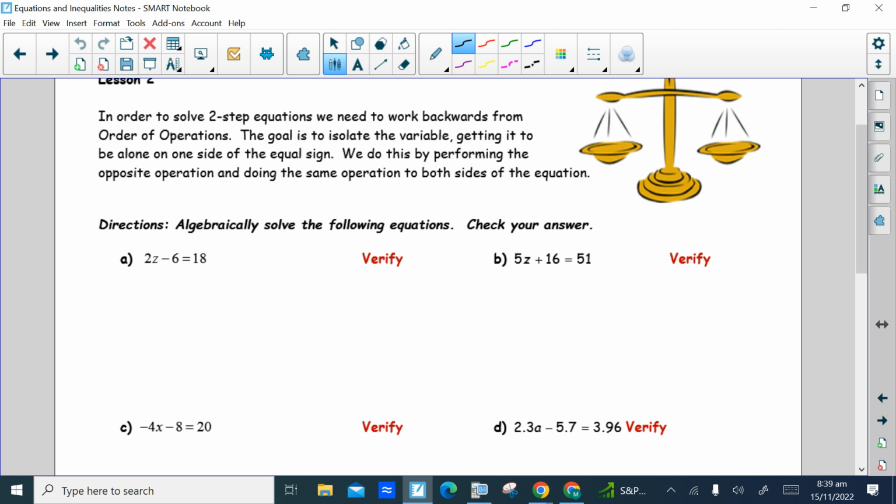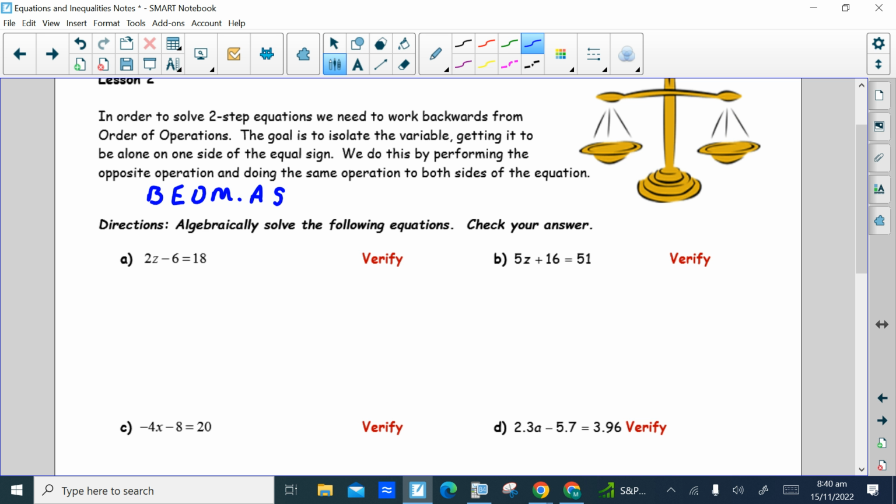Remember the acronym BEDMAS. You've seen it before. This tells us what the order of operations is. B for brackets, you do what's inside the brackets first. E for exponents. If there's any exponents, you do that next. D is for divide, M for multiply. You divide and multiply from left to right, and then A for add, S for subtract. You add and subtract left to right. Those are the order of operations that we follow when we have an expression with multiple operations.